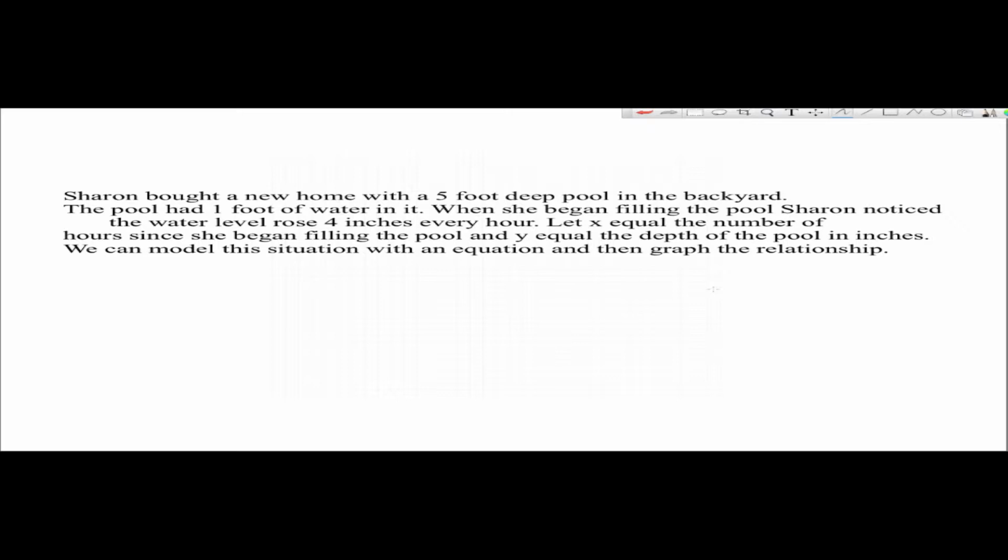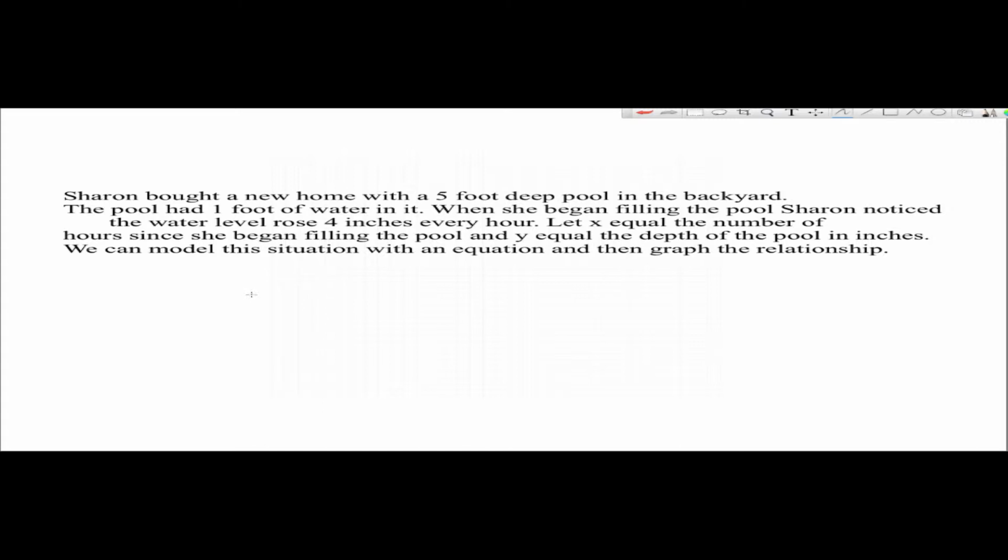The first thing to point out to you is that part of your information is in feet, and part of it is in inches. You're being asked to present your data in inches, so you'll need to do a conversion in order to make that happen. Before we make our table, though, let's see if we can create an equation to model this situation. We know that when the time started, there was 1 foot of water in the pool. So let's take a look at how we might go ahead and model this situation.